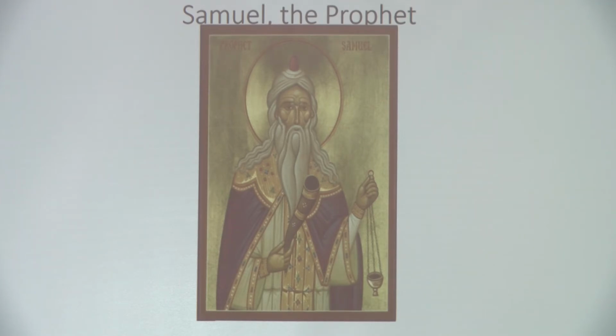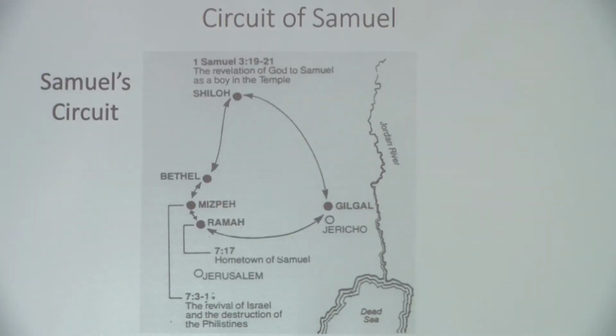But he got out of Shiloh. And what he did, he went to his home. His home is in Ramah. That's where his father and mother were. And what he did was yearly, he made a circuit going to these cities and preaching what? Preaching the gospel. Well, I wouldn't call it the gospel. He was preaching the religion of these Israelites.